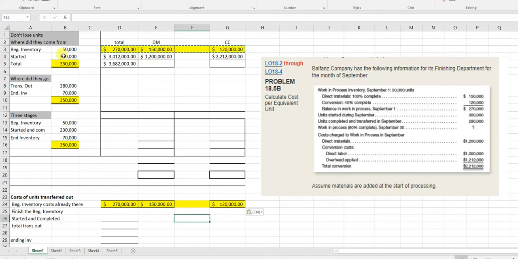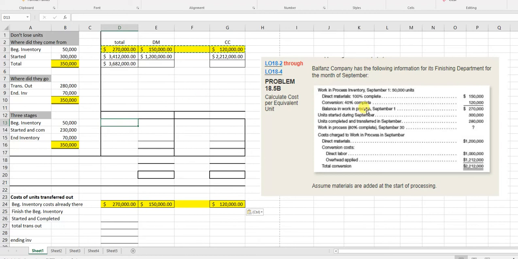But of these 300,000 units, 70,000 weren't finished. So I need to split these costs between the 70,000 that weren't finished and the 280,000 that were finished. Okay. So now I ask myself, percentage-wise, what percent of the items did I have to add materials to?